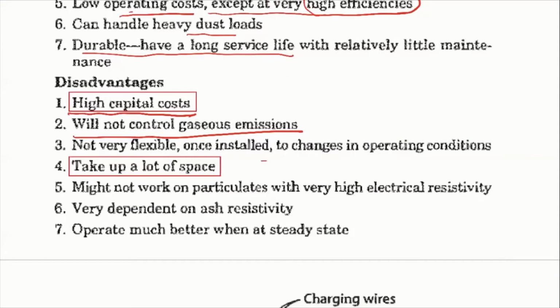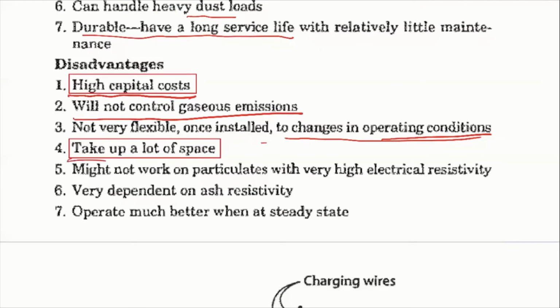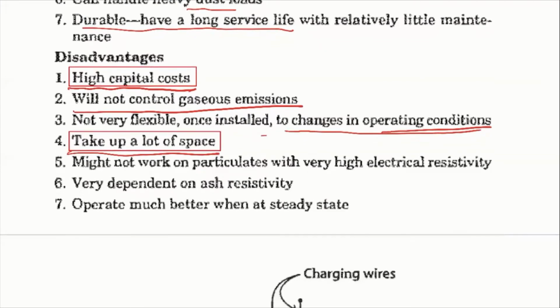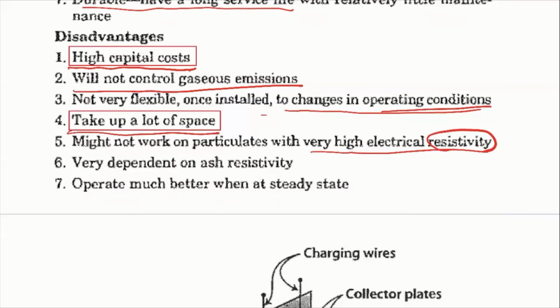It's also not very flexible. Once it's installed, it's quite difficult to change the operating conditions, because let's say once we fix the flow rate, once we fix the high voltage, it's going to be quite difficult to change the device. Otherwise, the collection efficiency will be different. It also takes a lot of space compared to the cyclones. It might not work for particles with high electrical resistivity. What this resistivity means is how easily it can get charged, right? For some of the materials, they're basically not conductive. If they're not conductive, they cannot be charged. If they cannot be charged, they cannot get collected, right? So it's very dependent on the ash resistivity. It's basically the same as this earlier one here.